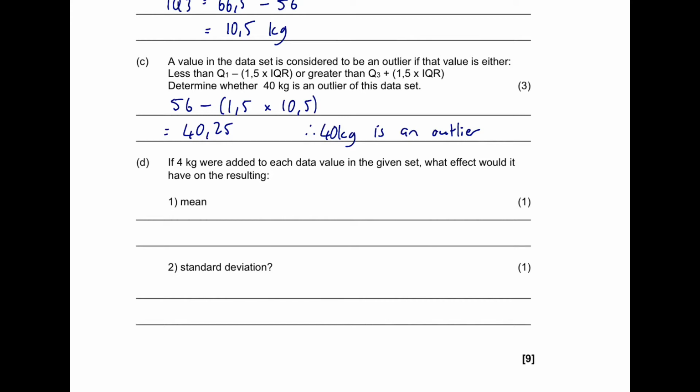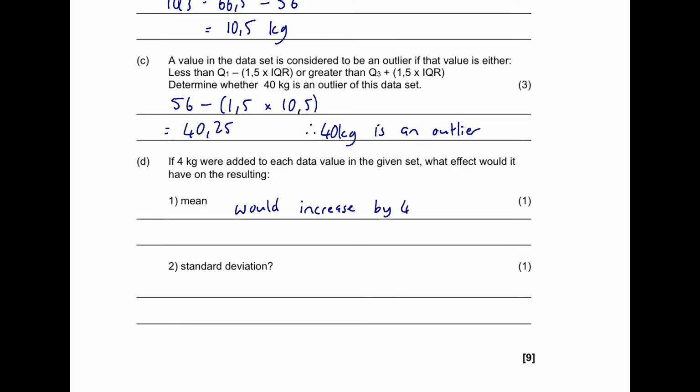Right, question D. If 4 kilograms were added to each data value in the given set, what effect would it have on the resulting mean? Firstly, the mean would also increase by 4 kilograms, because if every single item is increased by 4, then it means the whole average increases by 4 kilograms as well. And secondly, the standard deviation would remain the same because although every data value has been increased by 4 kilograms, their spacing from each other still remains the same. So that's why the standard deviation remains the same.